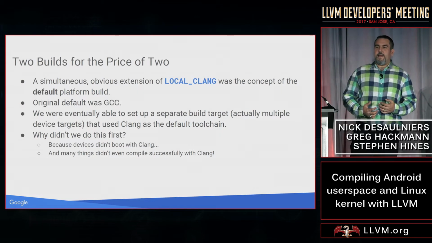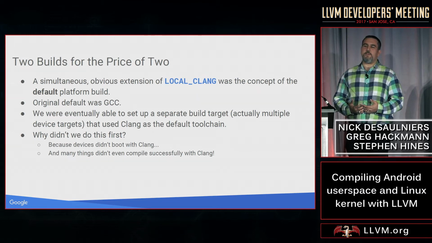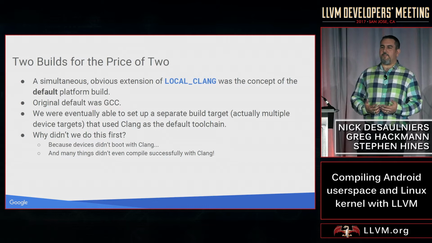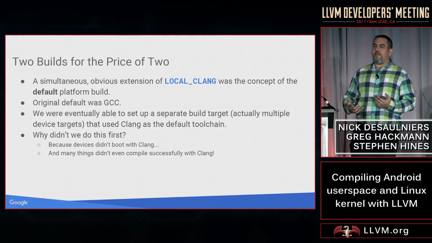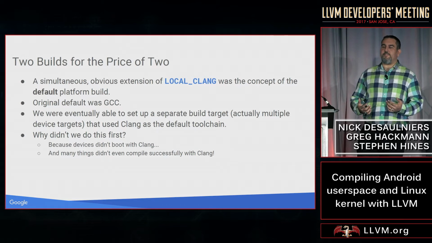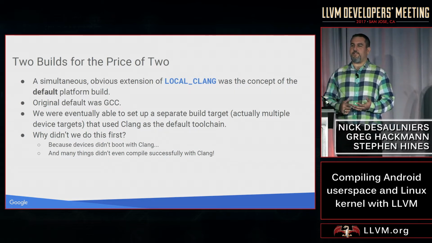I mentioned that we had a way to turn off Clang by setting local Clang to false, because we then started experimenting with, well, what if we have a build that defaults to Clang? This seemed pretty logical and obvious, and so we actually did set up a separate build target like this. You might say, well, why didn't you just try this in the first place? Well, we did the first time, and it was miserable. The device didn't boot.